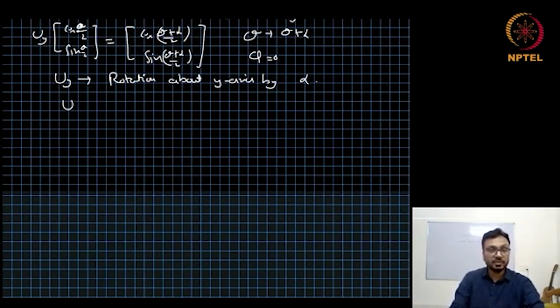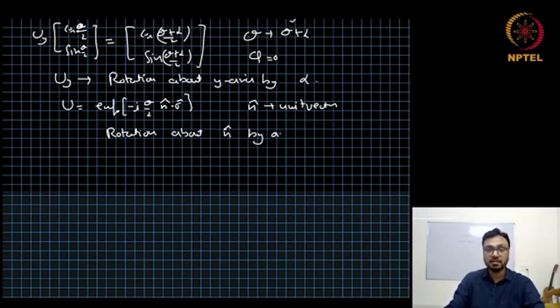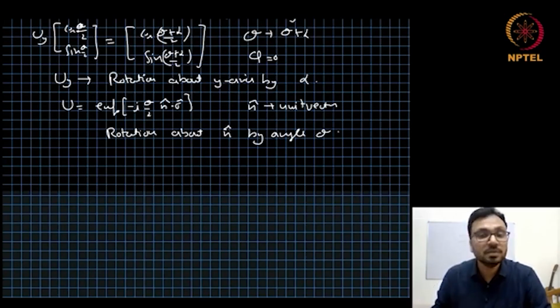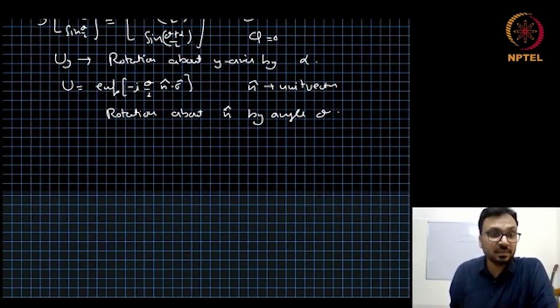So we can say from here that the unitary matrix, which is exponential of minus i theta over 2 n cap dot sigma, where n cap is a unit vector, this matrix will cause a rotation about the Bloch vector n cap by angle theta. And so all these things are very interesting.